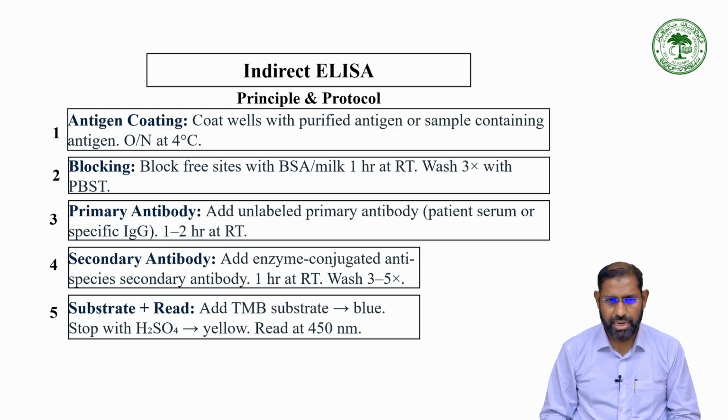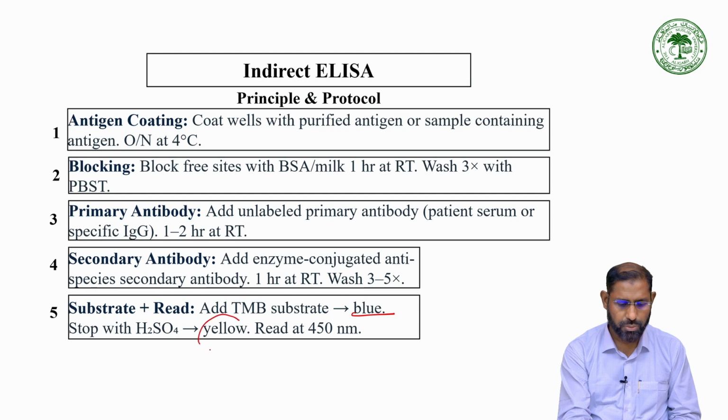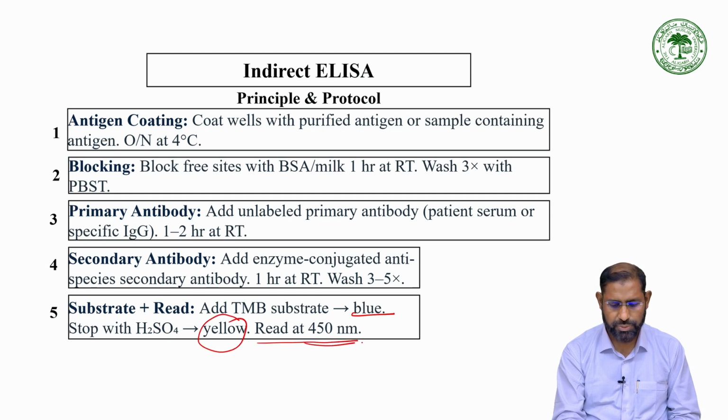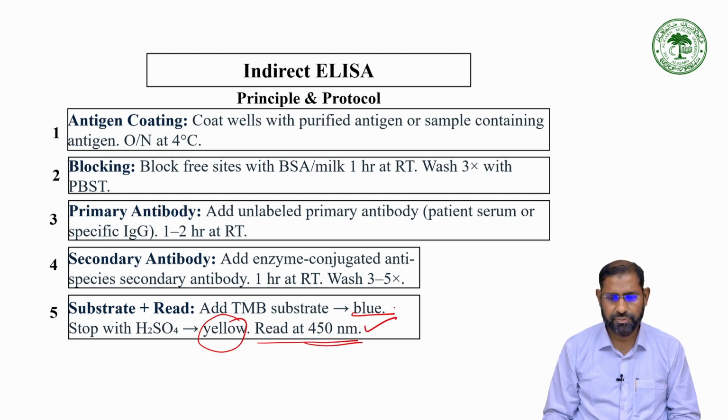Now we add the TMB substrate and it becomes blue. Then we add stop solution, sulfuric acid, and it becomes yellow. Now we read at 450 nanometers and we get the concentration of the protein.